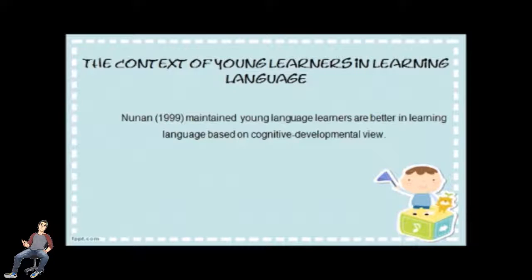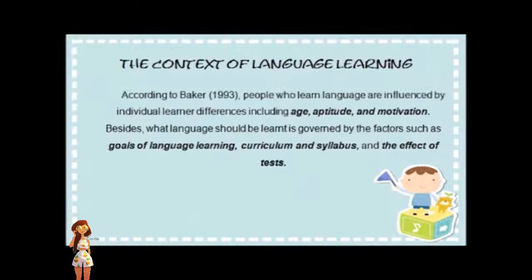The context of young learners in learning language. According to Noonan 1999, young language learners are better at learning language based on the cognitive developmental view. Why? Because young language learners find it easy to memorize vocabulary and language structures from the language that they have learned.